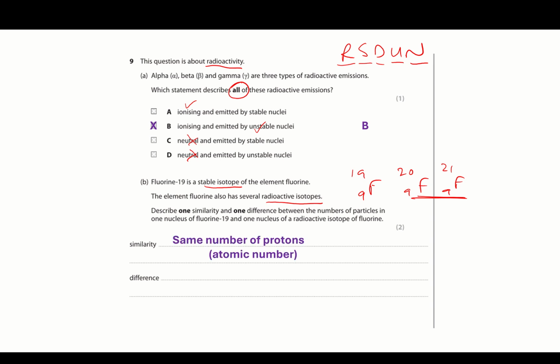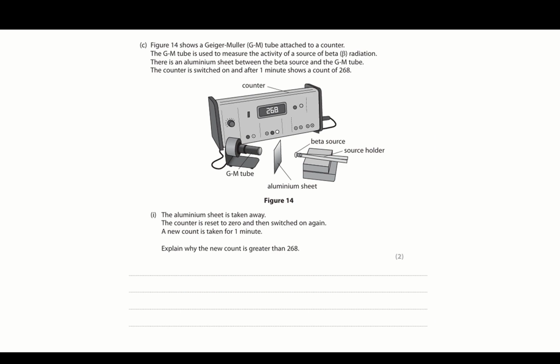State one similarity and one difference between isotopes. The similarity: they've got the same number of protons, or the same atomic number. Done, that's the same. And they've got a different number of neutrons or a different mass number. That's different. There we go, nice easy question.